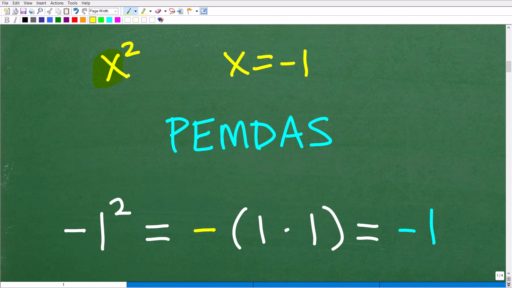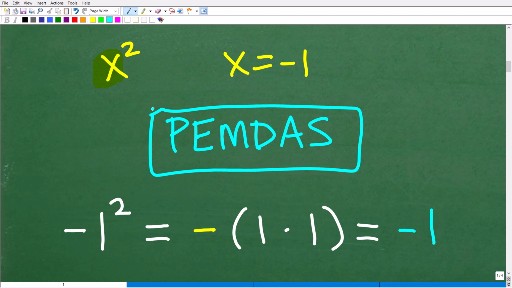Okay, what we have to keep in mind is PEMDAS, the order of operations. Okay, so here we have parentheses, exponents, multiplication, division, addition, subtraction. We're moving from left to right. So are there any parentheses here? No. Are there any exponents, i.e. powers? Yes, there is. Okay, so the power, this 2 is acting upon this 1, not this negative sign. So what we have to do first is this 1 squared.